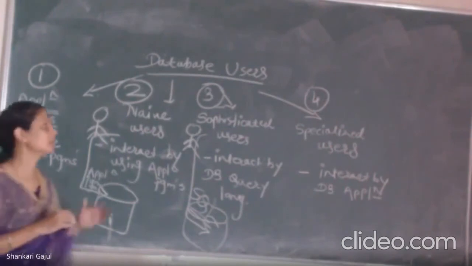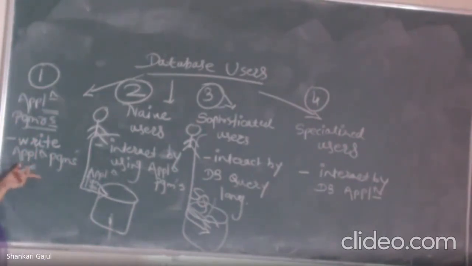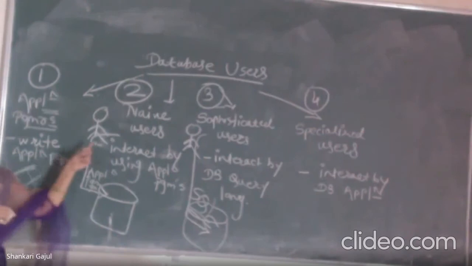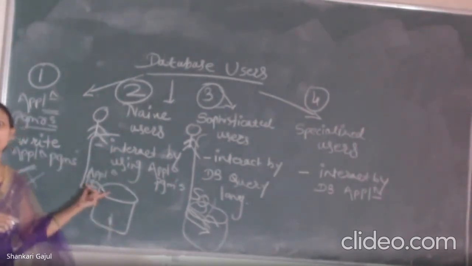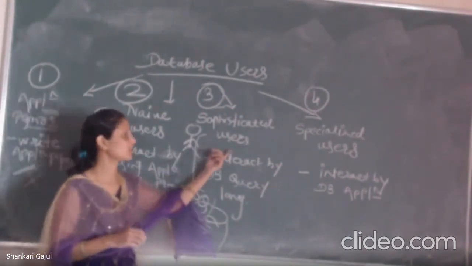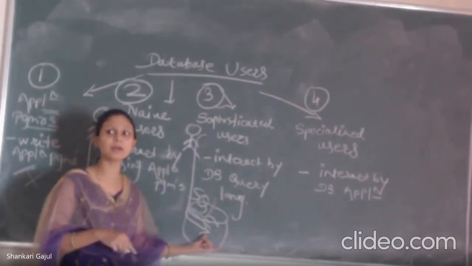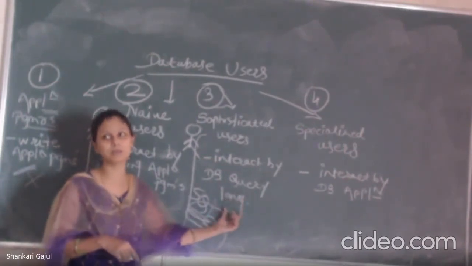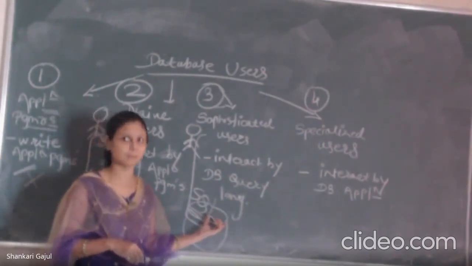So these are the four kinds of users. The application programmer writes only the application program and does not directly interact with the system. The new users interact with the system with the help of the application programmer. What about the sophisticated user? They interact with the system, but they use one kind of query language. What is the query language? The SQL query language they are using.